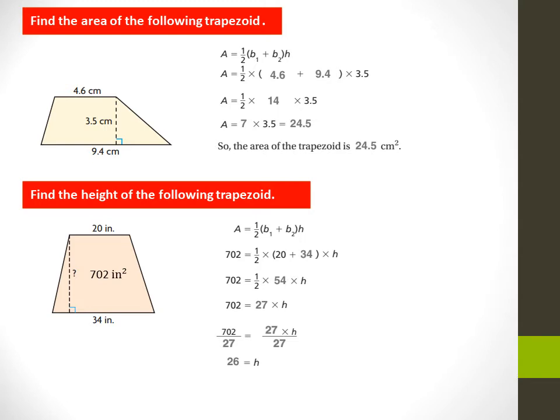20 plus 34 is equal to 54. 54 over 2 is equal to 27. So 702 is equal to 27 times height. To find the height, you must divide both sides of the equation by 27. The answer is 26. So the height of this trapezoid is 26 inches.